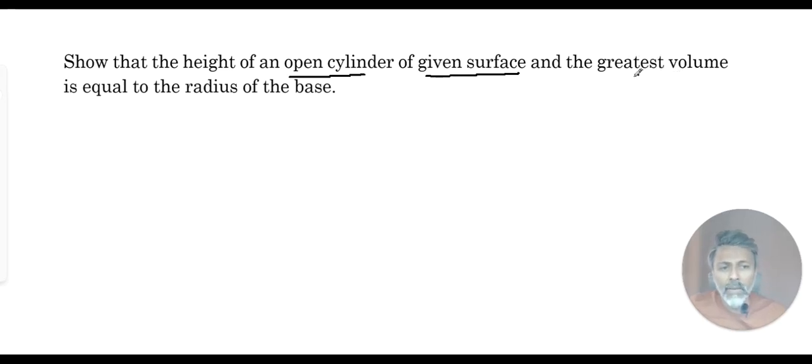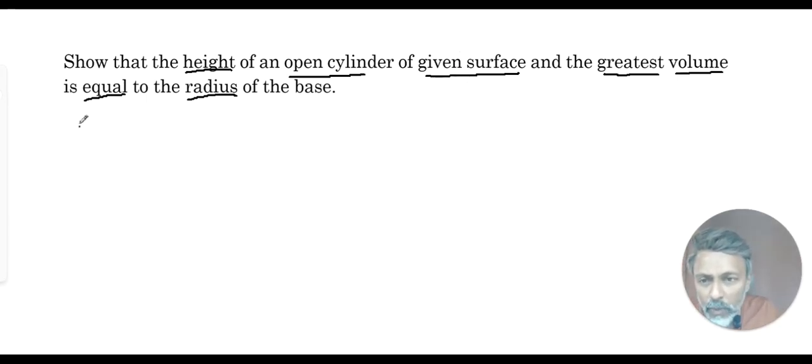volume. Now, while calculating volume, even if the cylinder is closed or open, the volume formula remains the same, pi r squared h, and they are saying that the height of the cylinder is equal to the radius of the base, that is, height and radius become equal in the end. Okay, first thing first, let's write down the given surface area.